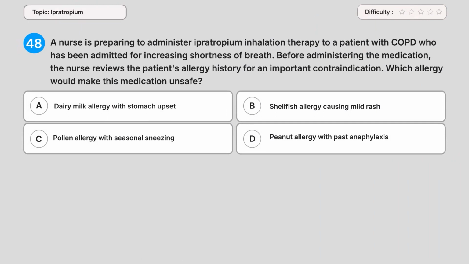Question 48. A nurse is preparing to administer ipratropium inhalation therapy to a patient with COPD who has been admitted for increasing shortness of breath. Before administering the medication, the nurse reviews the patient's allergy history for an important contraindication. Which allergy would make this medication unsafe? A. Dairy milk allergy with stomach upset. B. Shellfish allergy causing mild rash. C. Pollen allergy with seasonal sneezing. D. Peanut allergy with past anaphylaxis. Can you guess the answer?